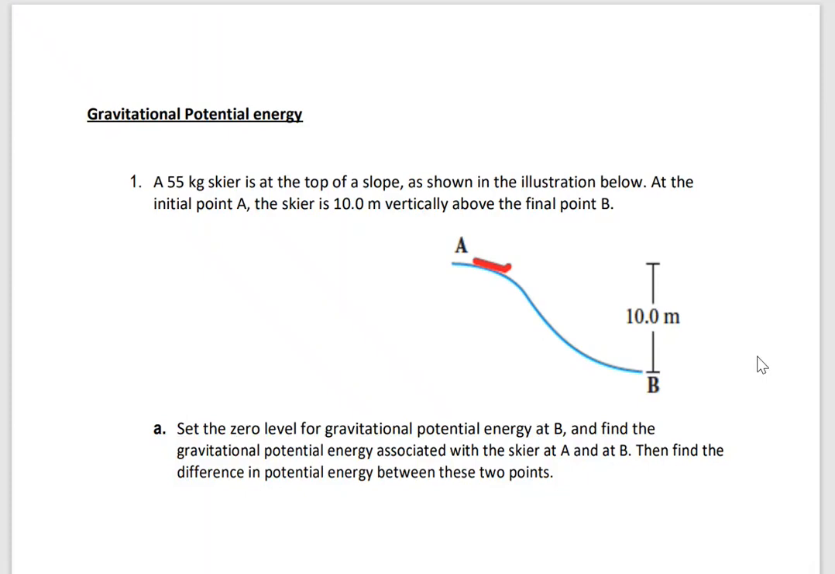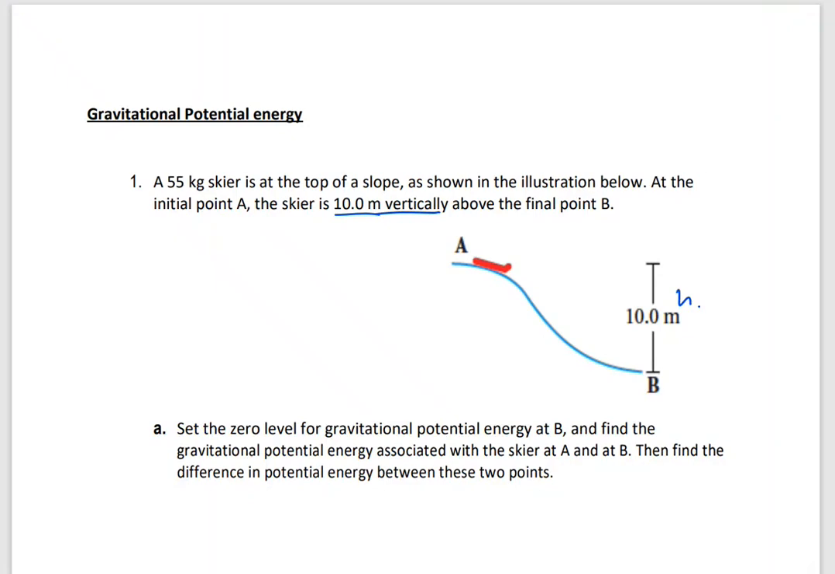Today, inshallah, we're going to solve the practice questions on gravitational potential energy and elastic potential energy. Now, the first question: we have a 55 kilogram sphere at the top of a slope as shown in the illustration below. At the initial point A, the sphere is 10 meters vertically, so the height here is 10 meters above the final point B.